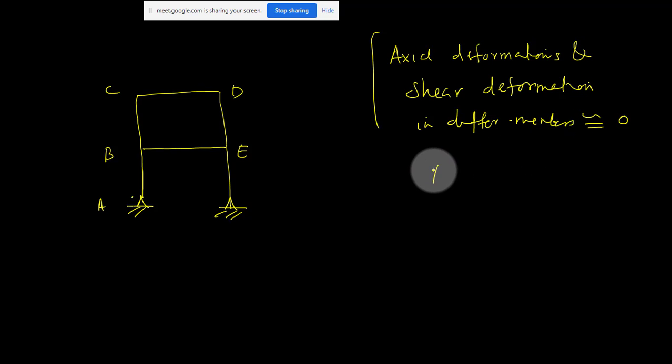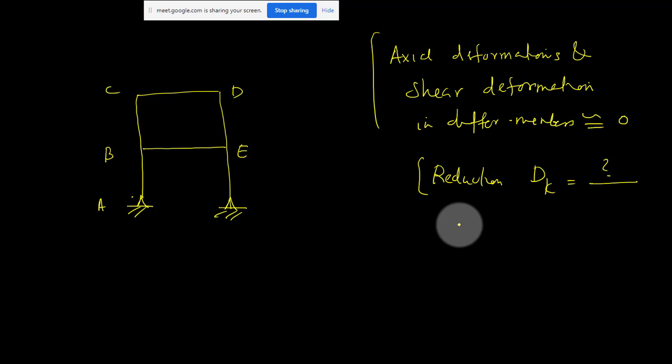The question is the reduction in the degree of kinematic indeterminacy would be dash. What is the reduction in degree of kinematic indeterminacy? That means first you have to read the question. The question is not the degree of freedom. The question is how much reduction in degree of freedom will be there. If you neglect the axial deformation and shear deformation in the members, how much reduction in the kinematic indeterminacy will happen, because we have already understood that if you neglect this effect there will be reduction in degree of freedom.